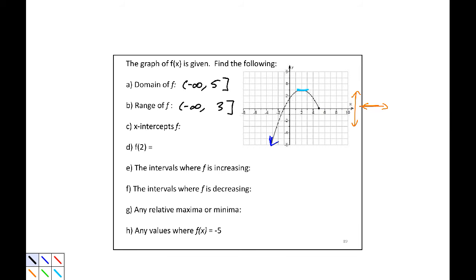X-intercepts. We appear to have 2 points here that are x-intercepts. That would be -1, 0, and the point 5, 0.